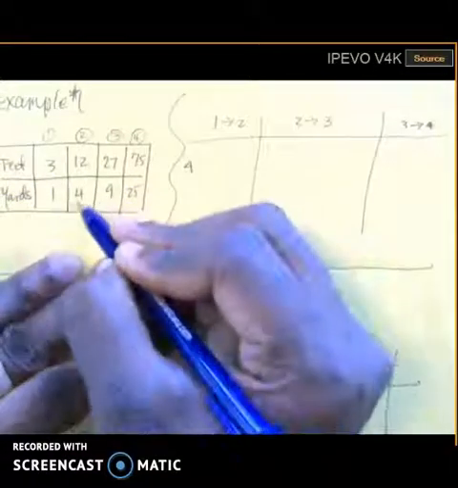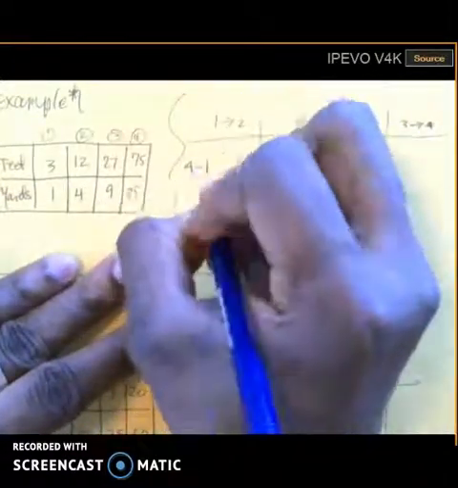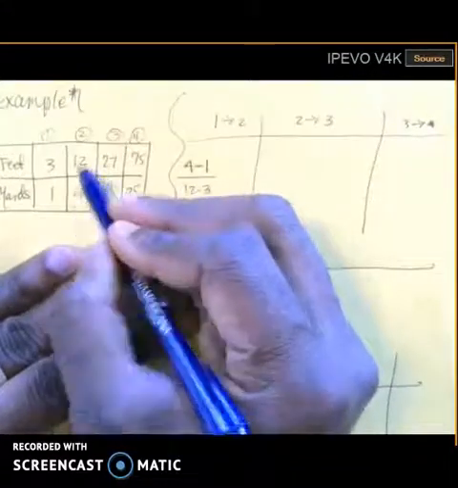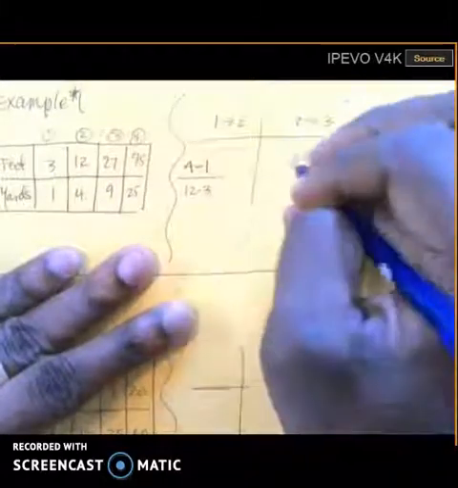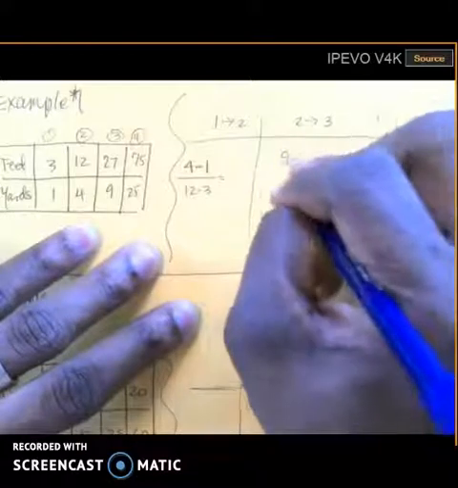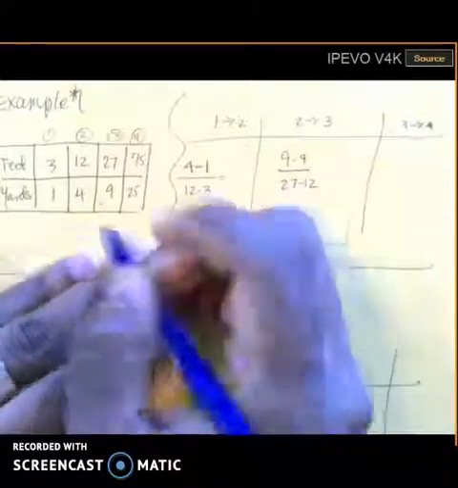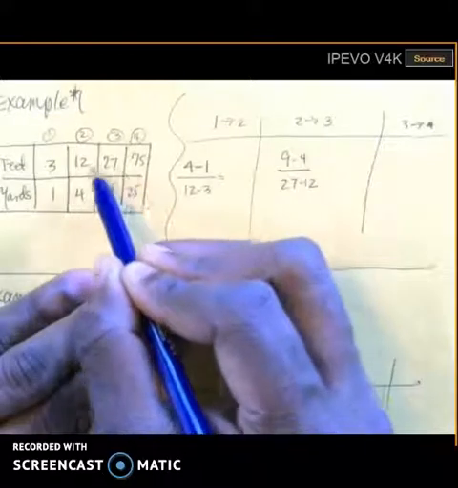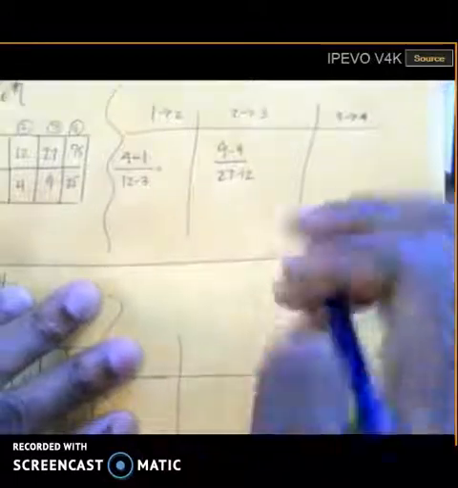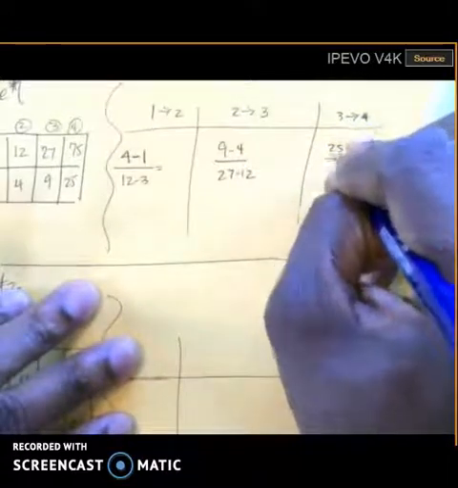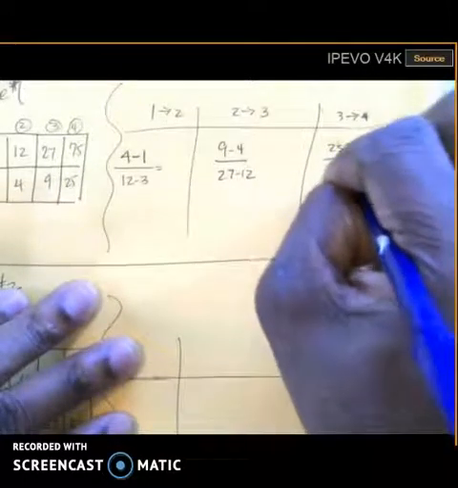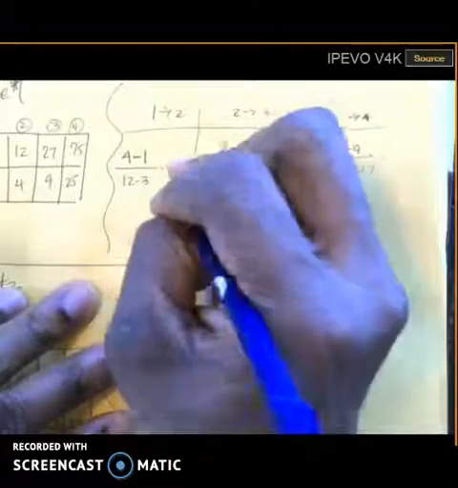So I'm going to take my second y value minus my first y value over 12 minus 3, second minus first. I'm going to just set all these up so you can see. 9 minus 4 over 27 minus 12. 9 minus 4, 27 minus 12. I'm going to do the exact same thing for 3 and 4. 25 minus 9 over, again, 25 minus 9, 75 over 27.